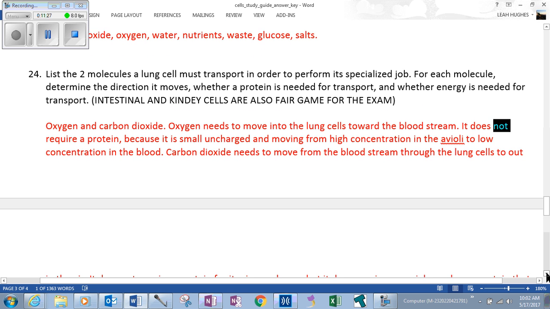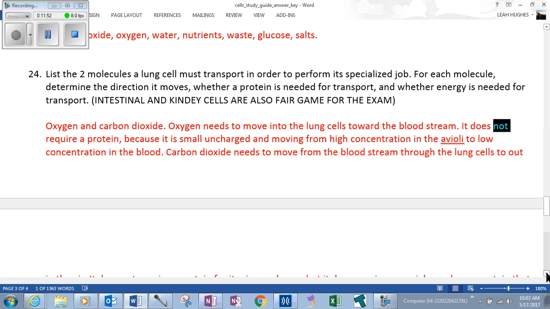Number 24, list the 2 molecules a lung cell must transport in order to perform its specialized job. For each molecule, determine the direction it moves, whether a protein is needed for transport, and whether energy is needed for transport. Intestinal and kidney cells are also fair game for the exam. Okay, so oxygen and carbon dioxide.